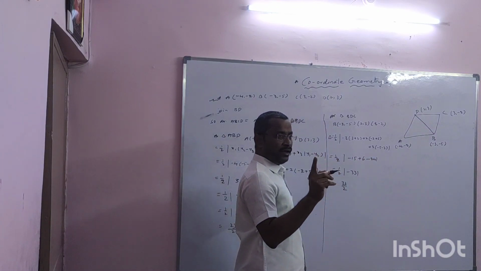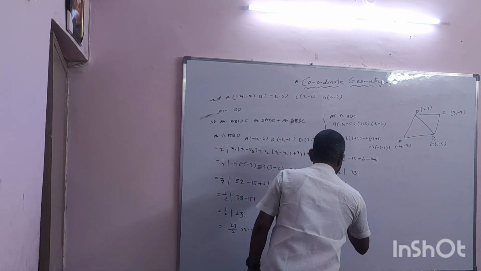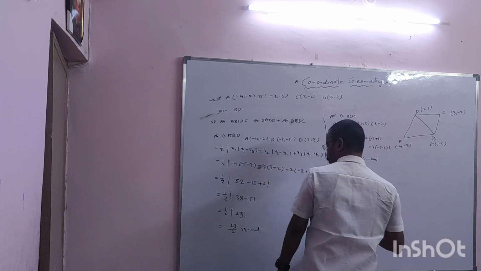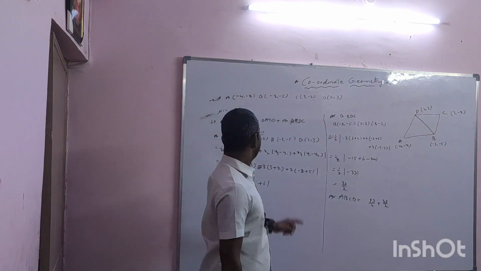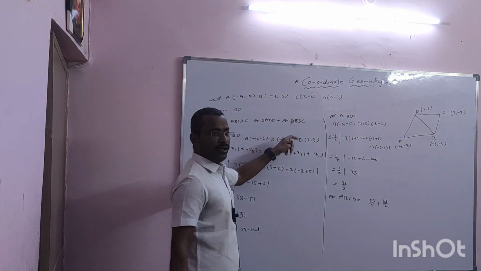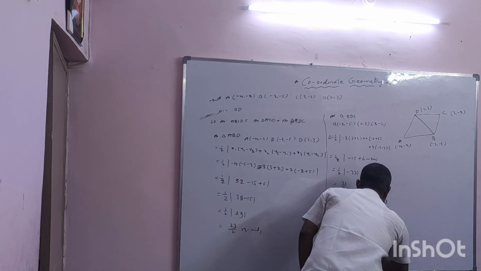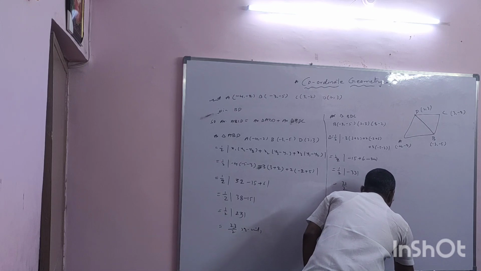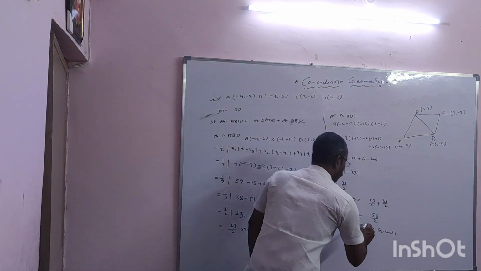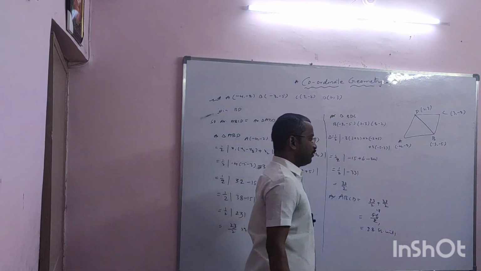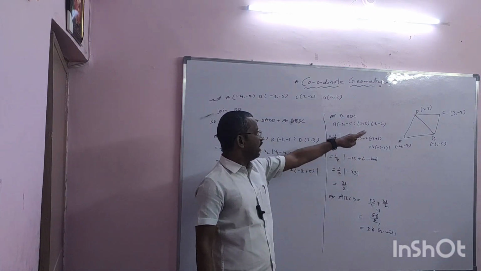Because I told you, area should not be a negative value. So as it has a minus, you will take it as a plus. So what will you write here? Area of ABCD is equal to 23 by 2 plus 33 by 2, because it is the area of ABD plus the area of BDC. Now what will you write? 23 plus 33, 56 by 2. So you will be getting 28 square units. So this is the area of the quadrilateral.